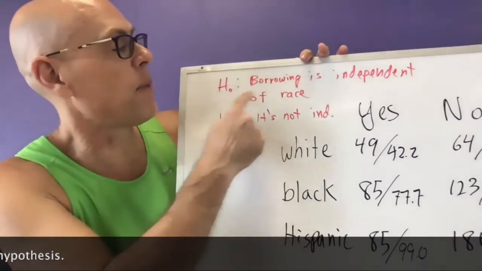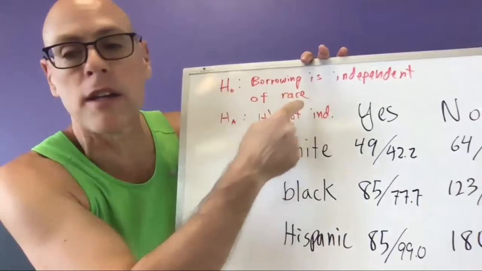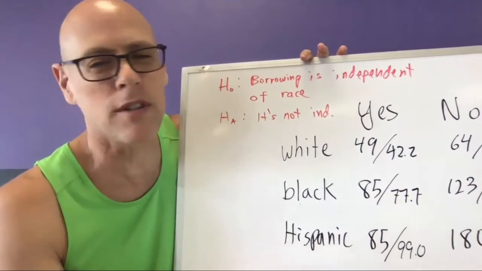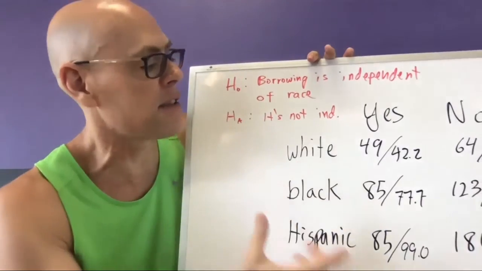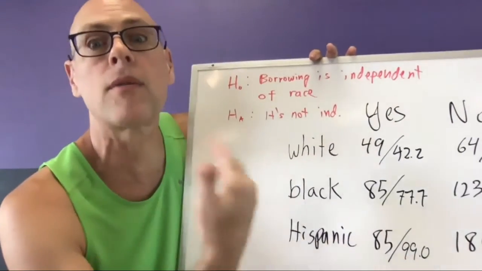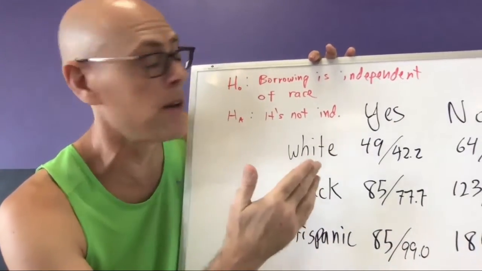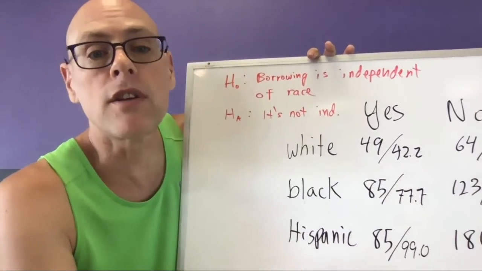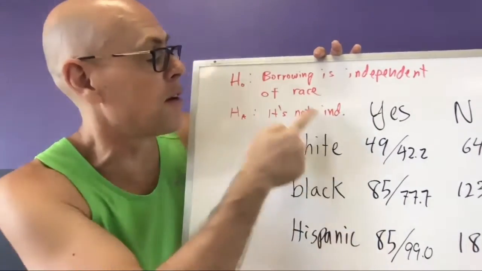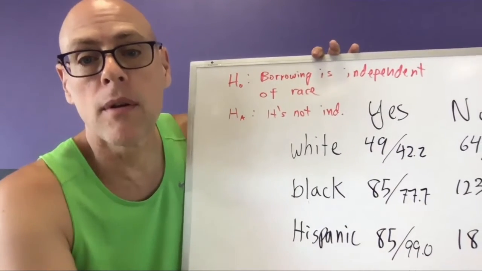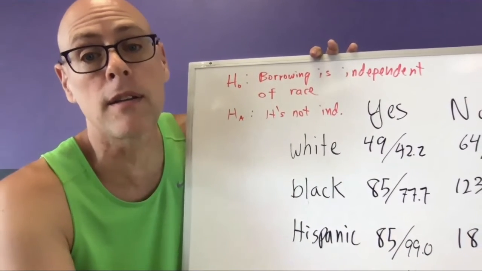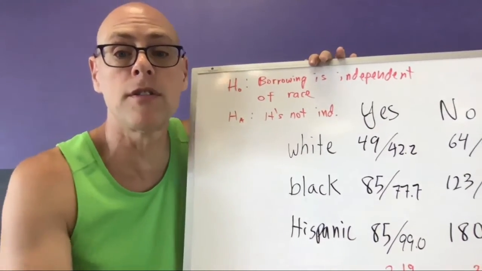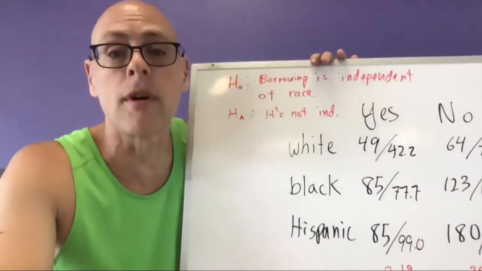So if our null hypothesis is that borrowing is independent of race, what does it mean to fail to reject that? Our conclusion, we should state something like, because our p-value is greater than our alpha, we fail to reject that borrowing is independent of race. We don't have enough evidence to conclude that whether people borrow for college is dependent upon their race or ethnic identity. All right, if you have any questions, comment below or email me.